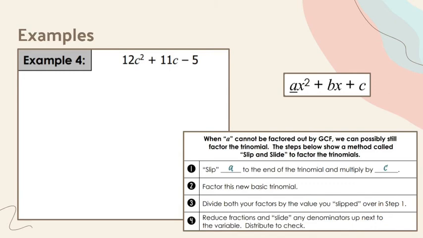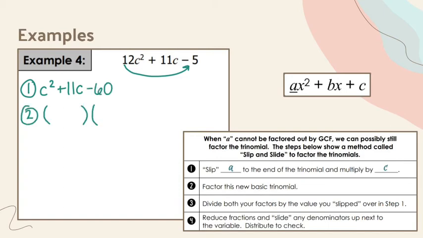Example number 4. Step 1, slip this over here. So we've got c squared plus 11c minus 60. Step 2 is to factor that. So we'll get c plus and c minus, and then we're going to use 15 and 4. Step 3 is to divide both of these by a, which was 12. And step 4 is to simplify.